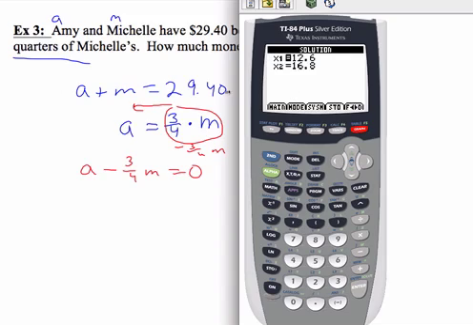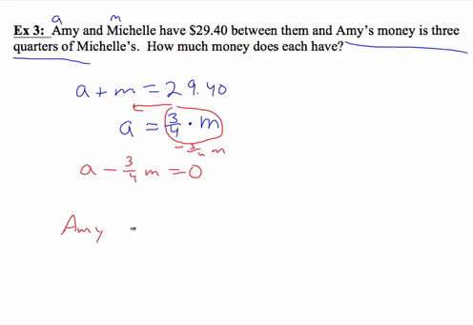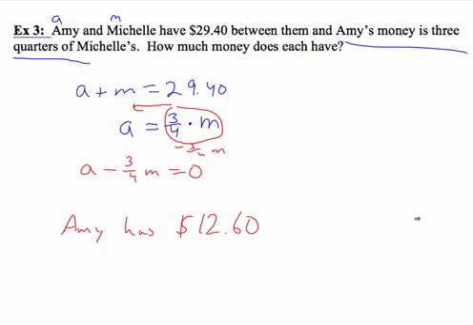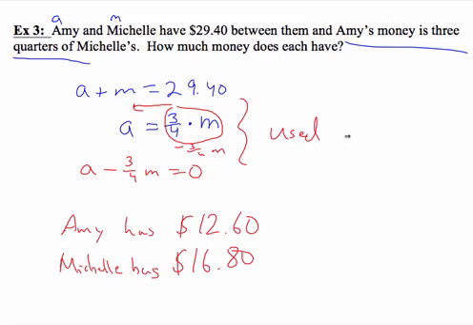There we have it. So now the first variable we typed in was A. So Amy has $12.60, and Michelle has $16.80. Okay, so again, you should probably say used GDC to solve.